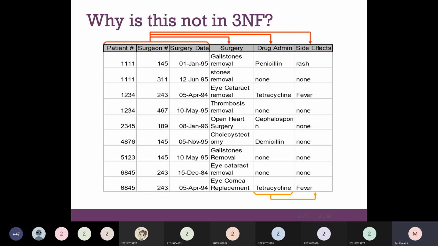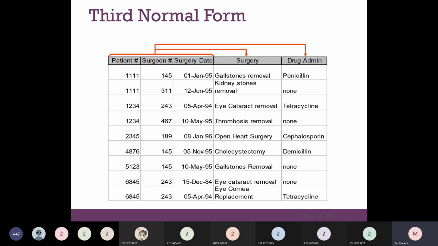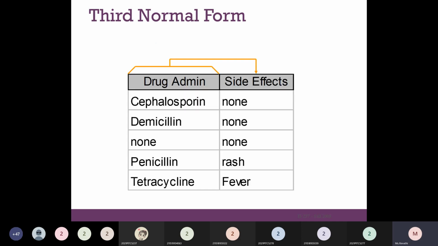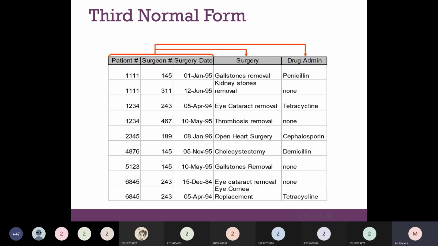To remove the transitive dependency, we have to split the surgery table into two. The first table has attributes patient number, surgeon number, surgery date, surgery, and drug administered. The second has drug administered and side effects. Here drug administered is a foreign key which refers to the drug administered value in the surgery table. Likewise we can decompose.